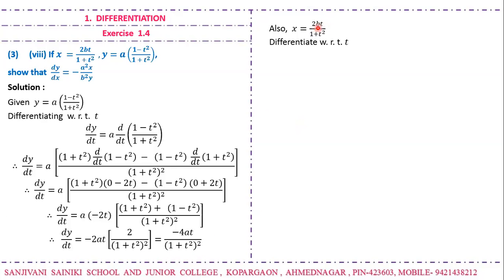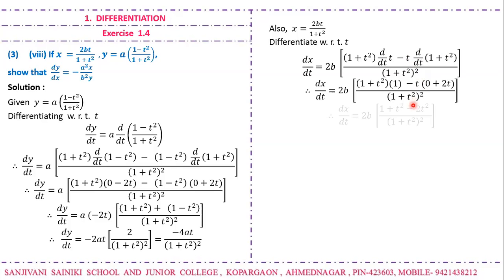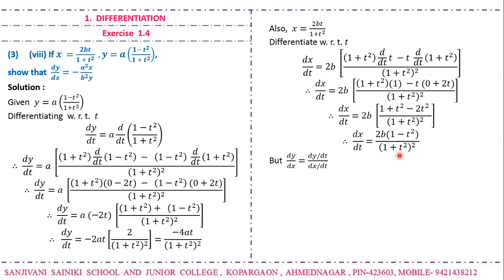Now take x, 2bt upon 1 plus t square. Differentiate with respect to t. Again here there is a division of two functions, so you have to use quotient rule. Whatever function we are having in the denominator, we will take its square in the denominator. Then we will keep that function as it is in the numerator, into derivative of the numerator minus numerator as it is, derivative of the denominator. So the derivative comes out to be dx by dt as 2b in bracket 1 minus t square upon 1 plus t square its square.